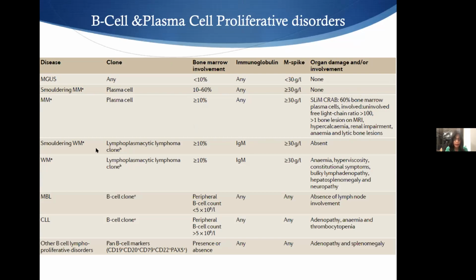Then we have again smoldering Waldenstrom macroglobulinemia, monoclonal B-cell lymphocytosis, CLL, and all the types, without getting into too much hematology detail, not to bore you. The bottom line is this has to be correlated with what we have in the patient. And as I said, you don't just look and see the patient does not have an M band. No, it doesn't work that way. You need to see the M spike, you need to look at everything.